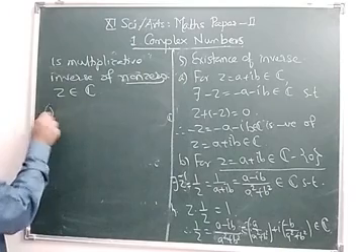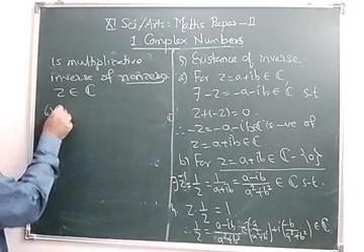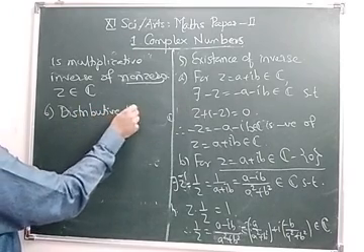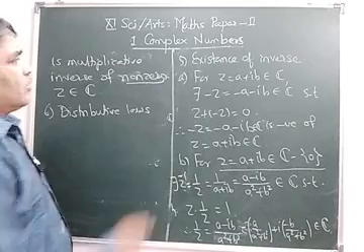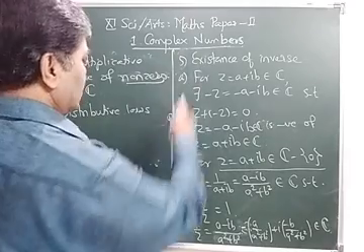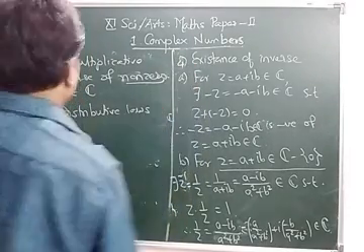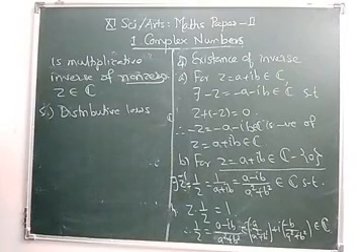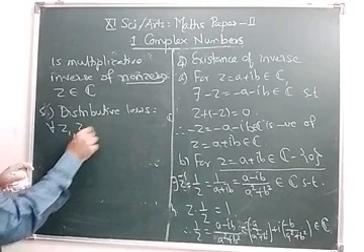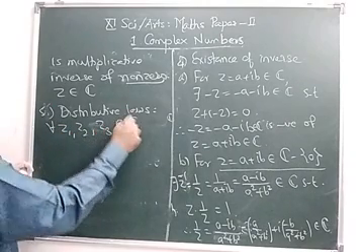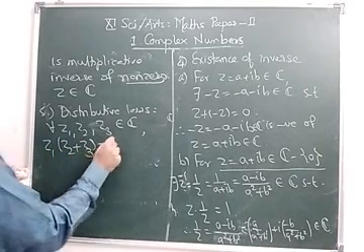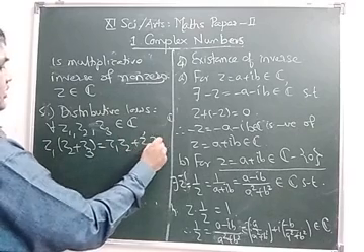sixth one, distributive laws. So firstly we have taken the commutative law, then second associative, third identity, fourth inverse, this is fifth. Okay, distributive laws. For any Z1, Z2, Z3 belonging to C, you can easily verify that Z1 into Z2 plus Z3 is equal to Z1 Z2 plus Z1 Z3.